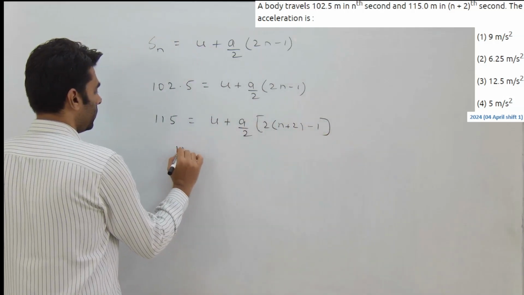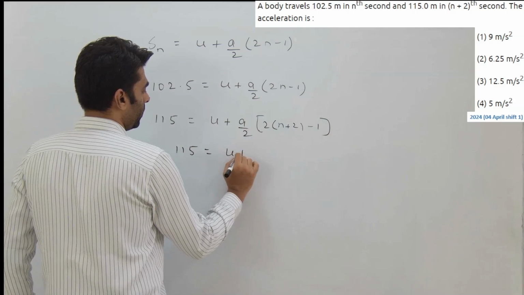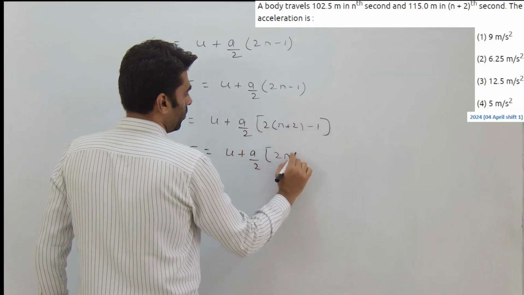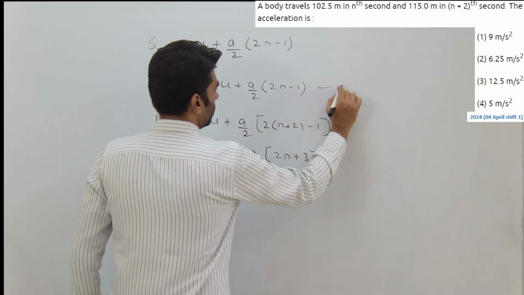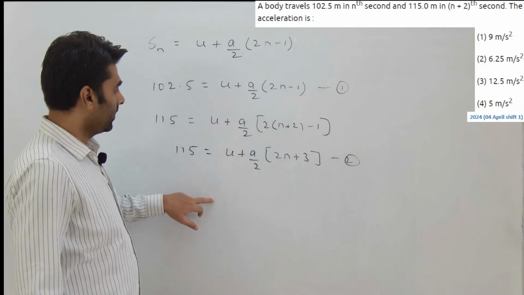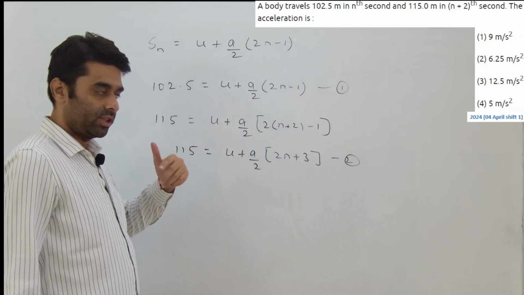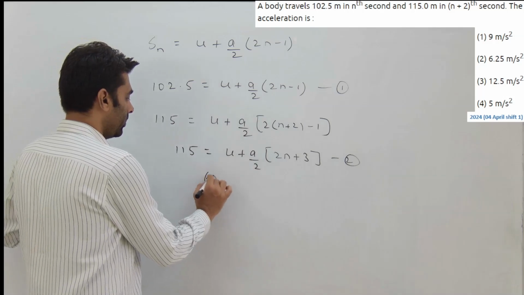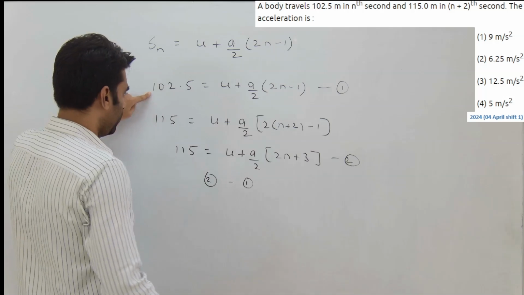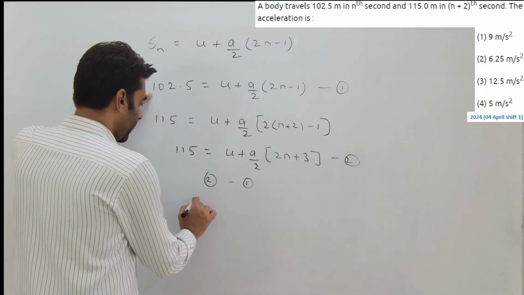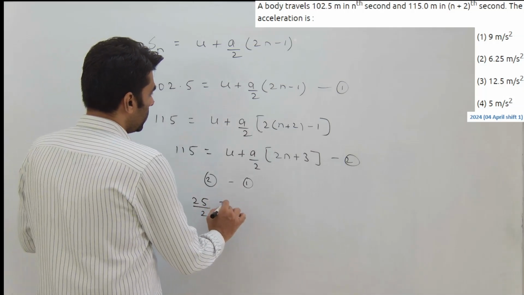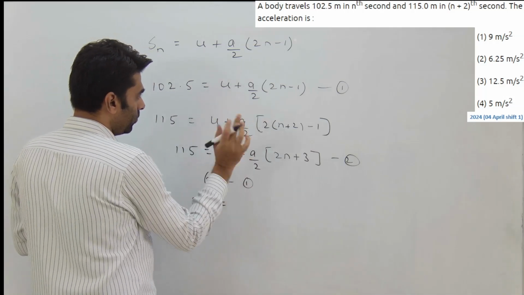You can solve this further. 115 is equal to u plus a by 2, and when we solve this, we will get 2n plus 3. Equation number 1, equation number 2, right? Let's simplify this. We want to find out acceleration, so we'll do 2 minus 1. 115 minus 102.5 will be 12.5. I am writing it as 25 by 2, right? 25 by 2 is equal to, u minus u cancels out.